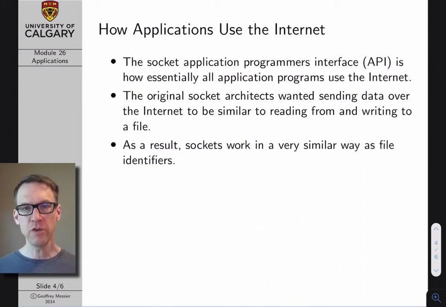And the original architects of the socket API wanted sockets to be very, very intuitive and simple to use for programmers. And so basically they have structured them just like file descriptors. So sending and receiving data over the internet looks, from a programming perspective, exactly like reading and writing from a file. So if you want to send some information over the internet, you create a socket just like you open a file. You write to the socket just like you write to the file. That sends information to the other node that you're communicating with. If you're expecting to receive information, you read from the socket just like you read from a file.